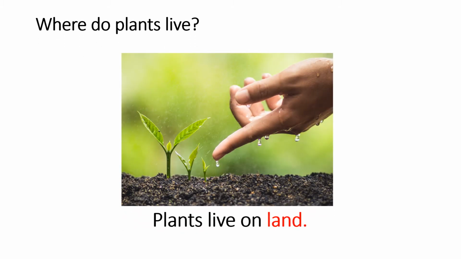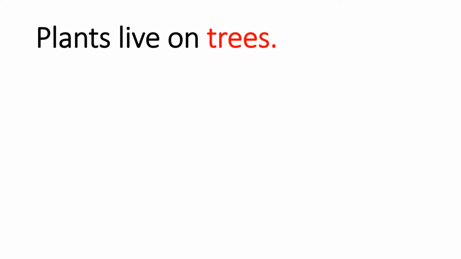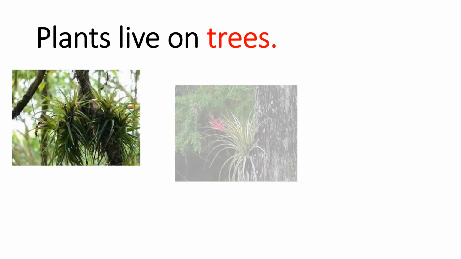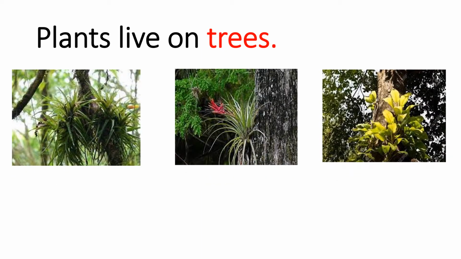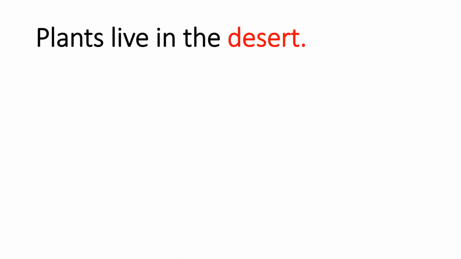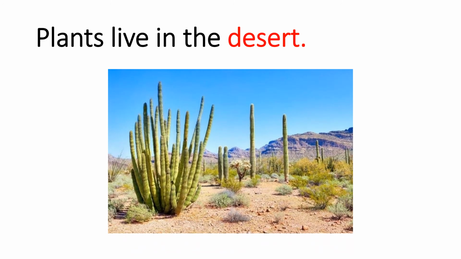And before I give you our next activity for today, let's review again. Where do plants live? Plants live on land. Plants live on trees, like orchids, for example, and any other kinds of ferns. Plants live in the desert, like cactus.